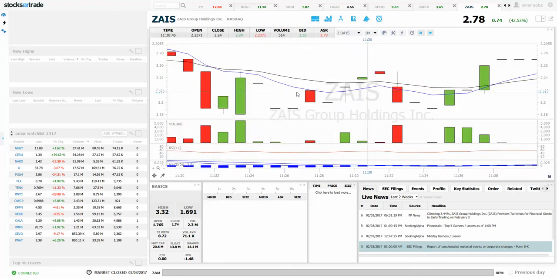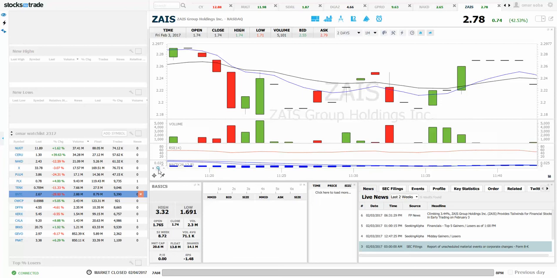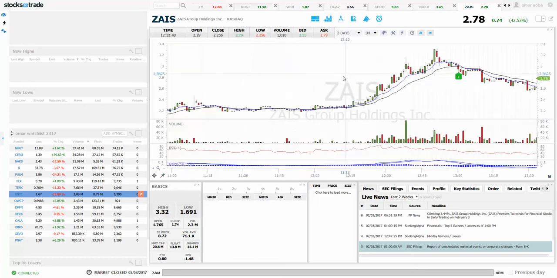I also use the 9. Oops, let me go back. And I use the 9 and the 20 EMA. This here is VWAP. So it's cool. It gives you the high and the low, tells you the opening and the close price, gives you the volume, the 52-week high, tells you the float. It gives you all that information. And it also has level 2 here. So you get kind of everything all in one screen.